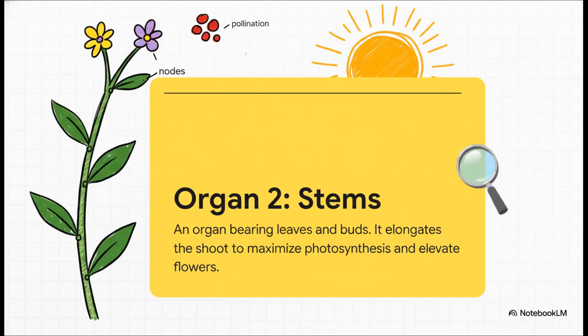Next, we have the stems. A stem's main job is to act like a scaffold, a support structure that holds the leaves and buds up towards the sunlight. Its whole purpose is to grow and position those leaves so they can get the maximum amount of light for photosynthesis. Stems also act as an elevator, lifting flowers and fruits up high where they can be seen by pollinators or where wind can carry their seeds. And just so you know the terminology, the points where leaves attach are called nodes, and the empty spaces between those points are called internodes.